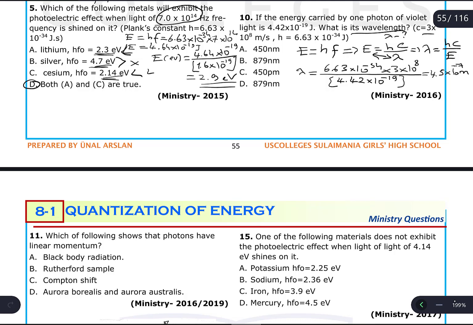This is in meters, but the choices are given in nanometers. I have to convert meters to nanometers by multiplying by 10 to the power of 9. So if I multiply this by 10 to the power of 9, the result is 450 nanometers, which is A, the choice.